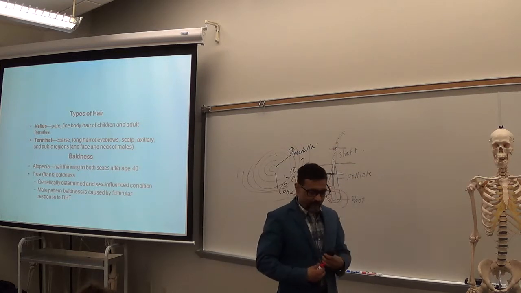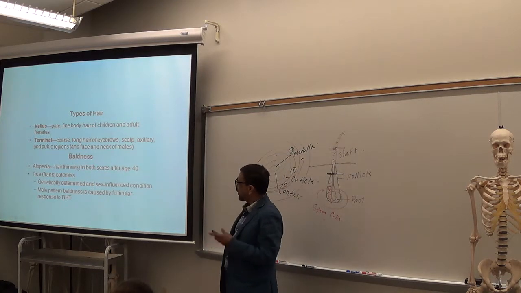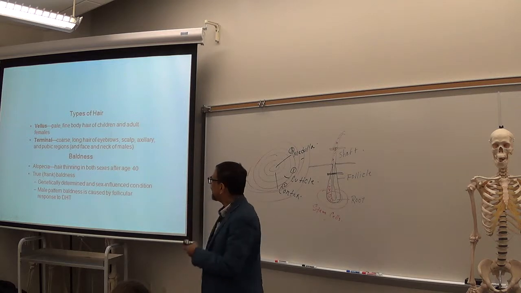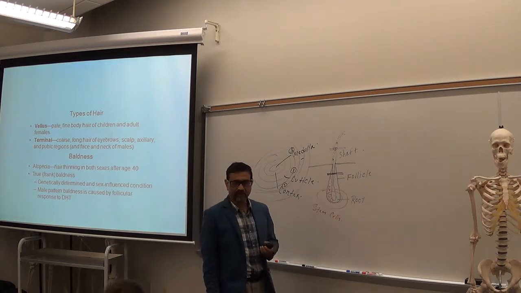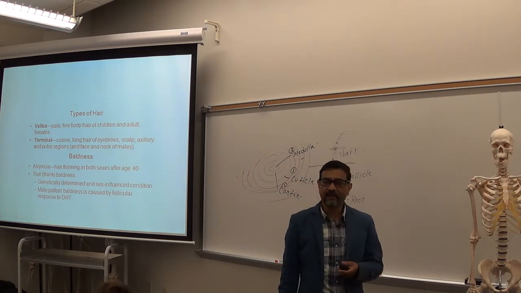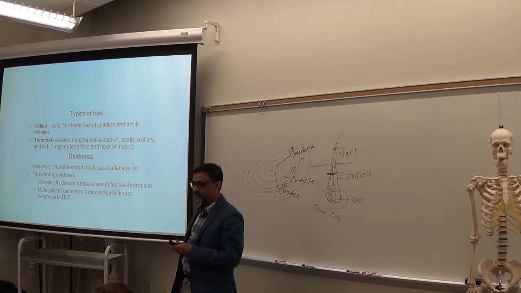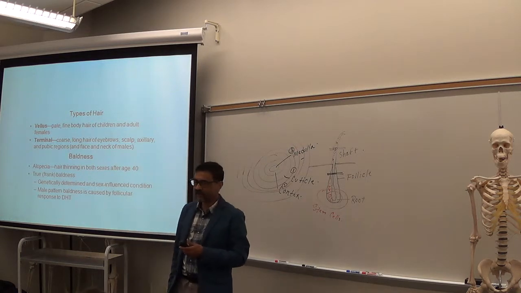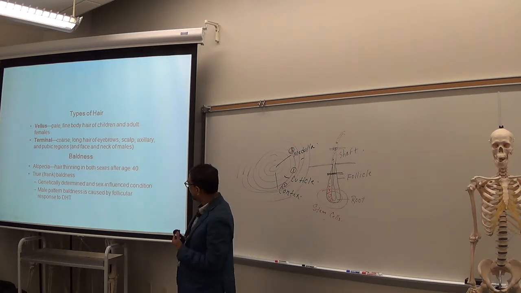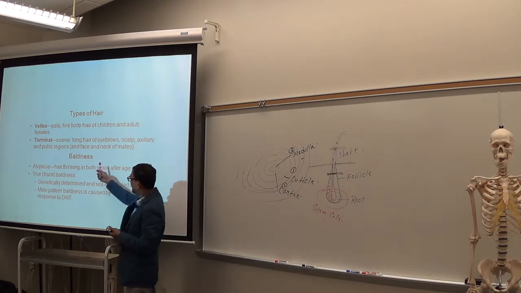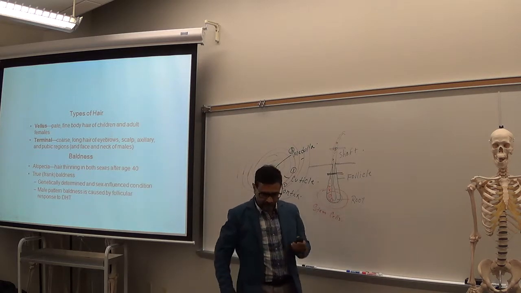Now, there are different types of hair present in the body. Vellus. Vellus is the pale, fine body hair of children and adult female. So it is not thick or coarse. Pale and fine, soft hair. And terminal hair is the coarse, thick, dark hair present in the eyebrow, scalp, axillary, and pubic areas. Okay? And in male, additional areas are face and neck. So those are two types of hair.